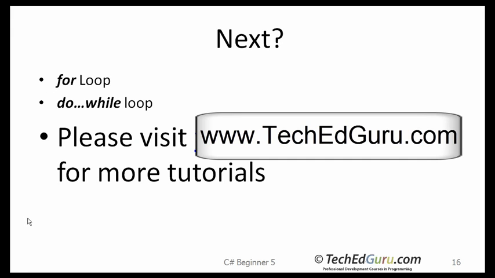Okay, so we learned about the if statement and the switch case statement for making decisions in your program. We also learned about how you read user input at the DOS prompt or the command prompt. Next, we will learn about the for loops and the do while loop.